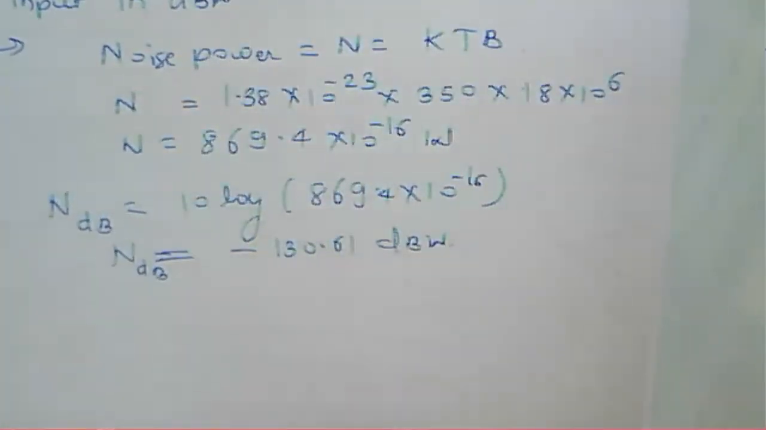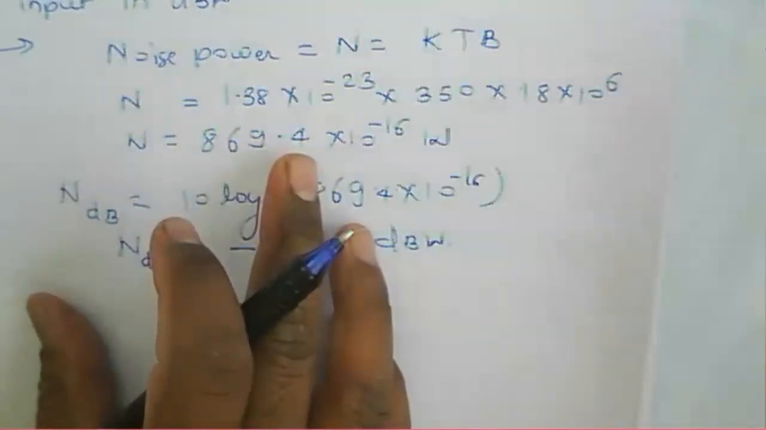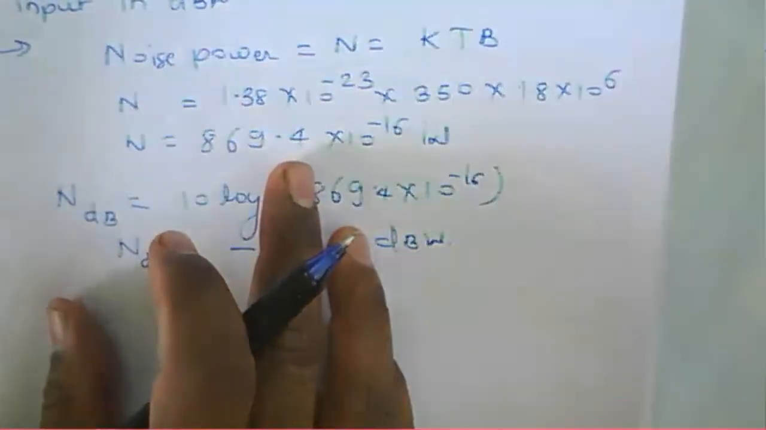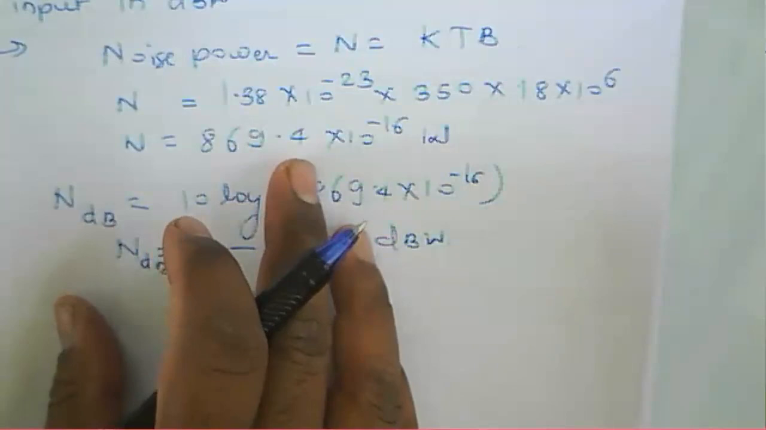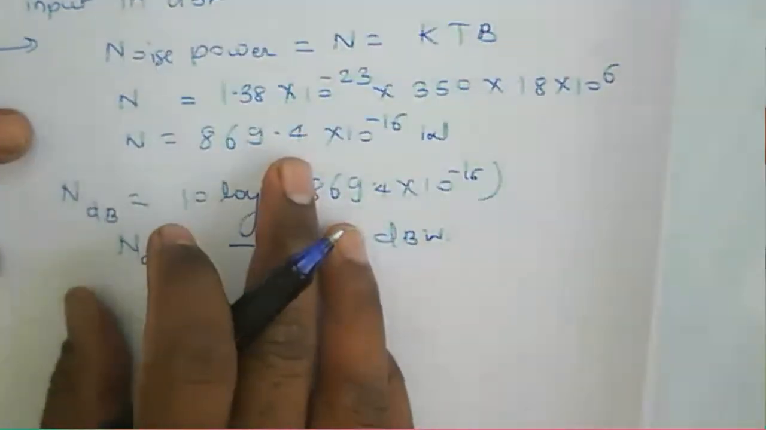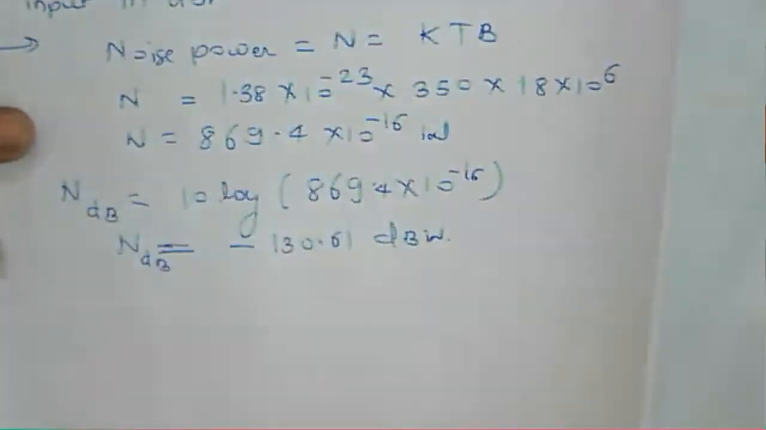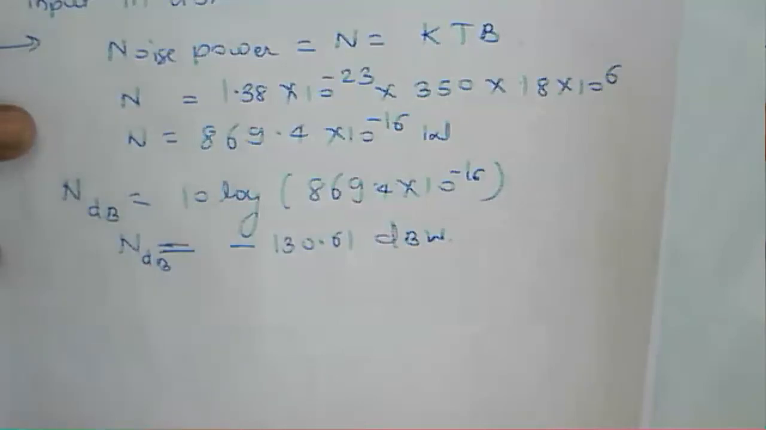Another example can be solved regarding the temperatures and all. For that, we need to consider a diagram for the noise powers and all.